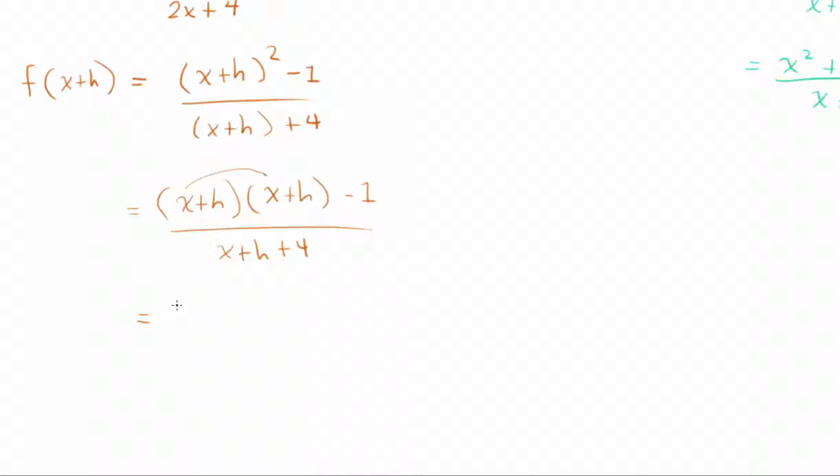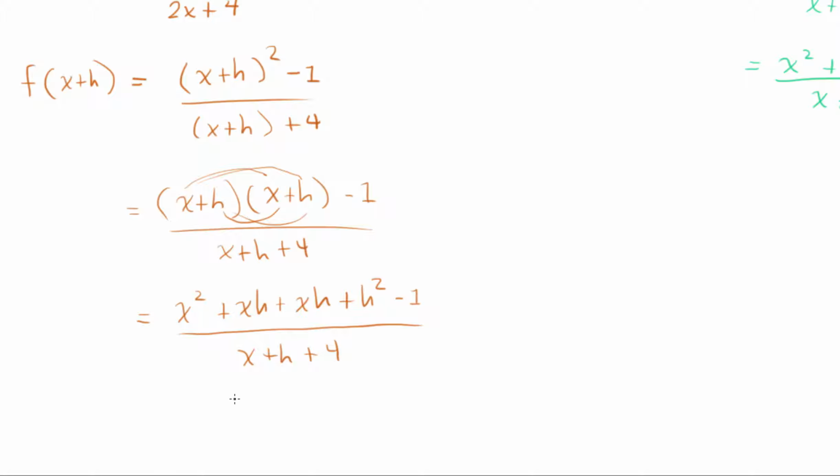So x times x is x squared. X times h is xh. H times x is xh. Notice that multiplication is commutative. And h times h is h squared minus 1 over x plus h plus 4. Adding like terms, in the numerator you get x squared plus 2xh plus h squared minus 1 over x plus h plus 4. And that is your answer.